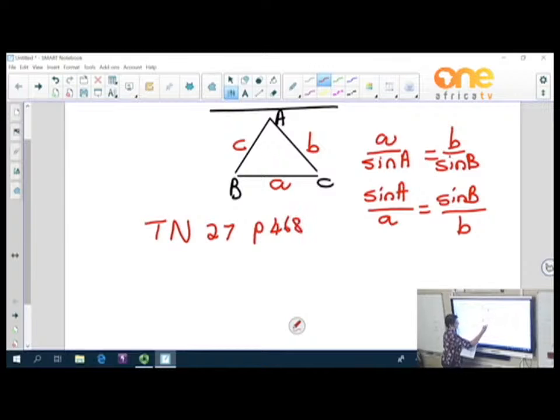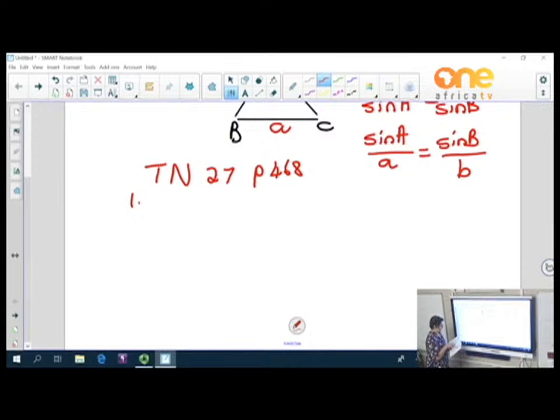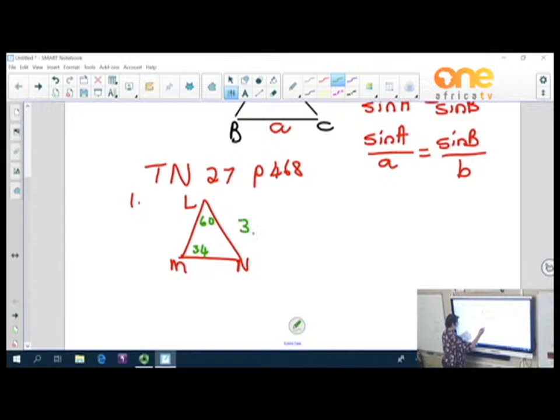Page 468. They haven't drawn the triangles for you, so in the first place we're going to draw them so that we can see what we are talking about here. Now it is triangle LMN, and now they say that angle L is 60 degrees, angle M is 34 degrees, so I've got two angles there. LN is 3.8 centimeters, and this is what we need to calculate, MN.